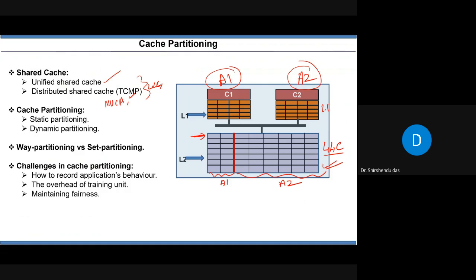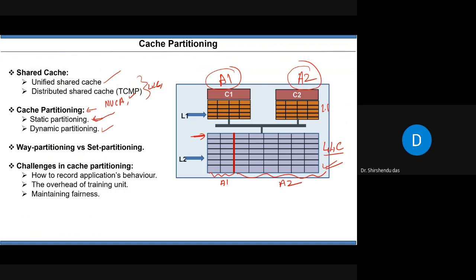So cache partitioning, I have explained the basic idea of cache partitioning. There are two types of cache partitioning: static and dynamic. Static partitioning means you fix the partition during the boot time of the computer and let the partition stay as it is until the computer terminates. It means when the computer executes, there will be no change in the partition. That is called static partition. And dynamic partition means the partition will change during the execution.